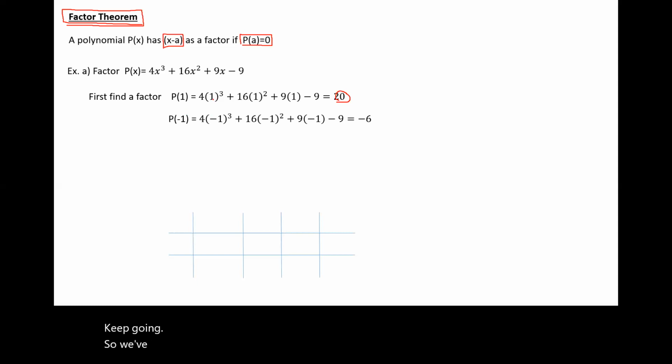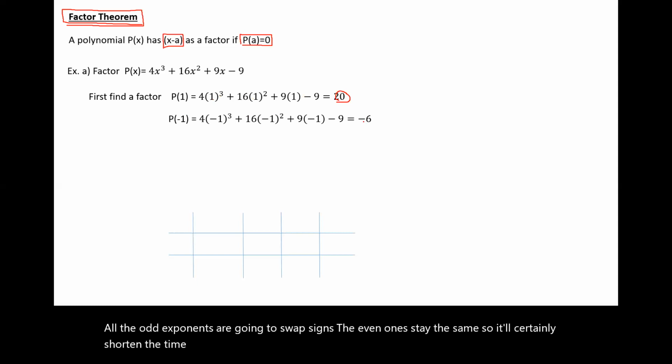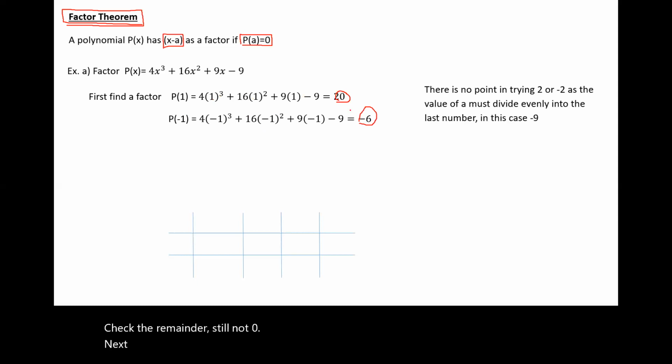If you've written all these numbers down, all the odd exponents are going to swap signs. The even ones stay the same. So it'll certainly shorten the time taken to do the calculation. Check the remainder, still not 0. Next easiest number is 2, but here's a hint for you.